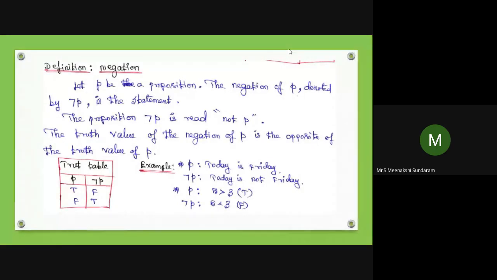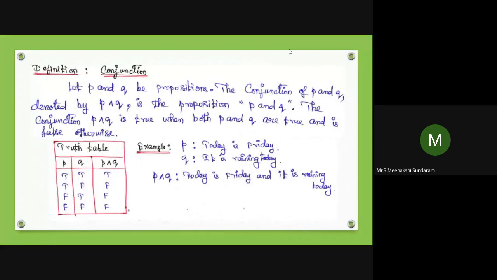Next we go to conjunction. That is an AND gate. Let P and Q be propositions. The conjunction of P and Q, denoted by P conjunction Q, is written as P and Q. The conjunction is true when both P and Q are true and is false otherwise. I think most students have studied the same thing at school level also.